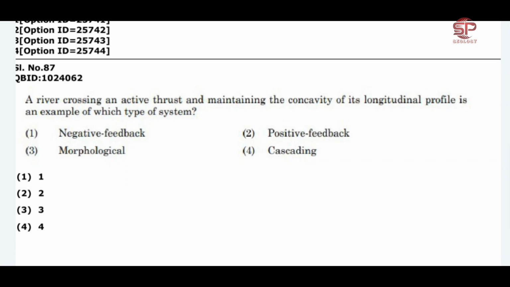So positive feedback is where the process will amplify. Initial changes are amplified. It is also an adjustment with the negative feedback. So it will be negative feedback for this question. Then morphological thing, cascading, it is a step like this.